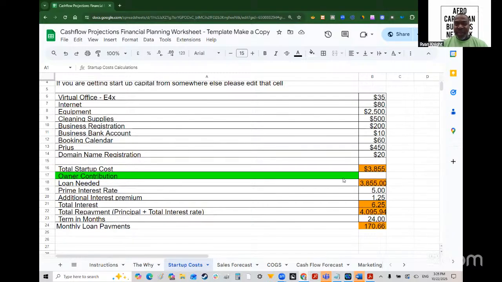So right here, where it talked about the owner's contribution. So this full startup cost, if I was going to come out of my savings and not take, so if I put it, let's say right here, 38.55.